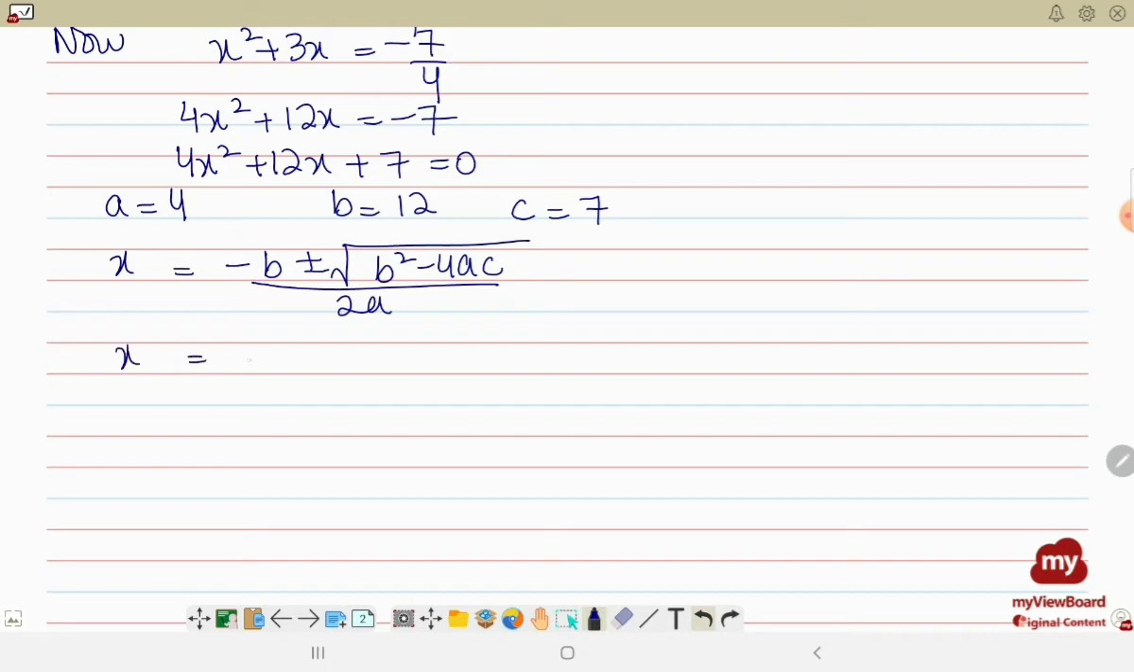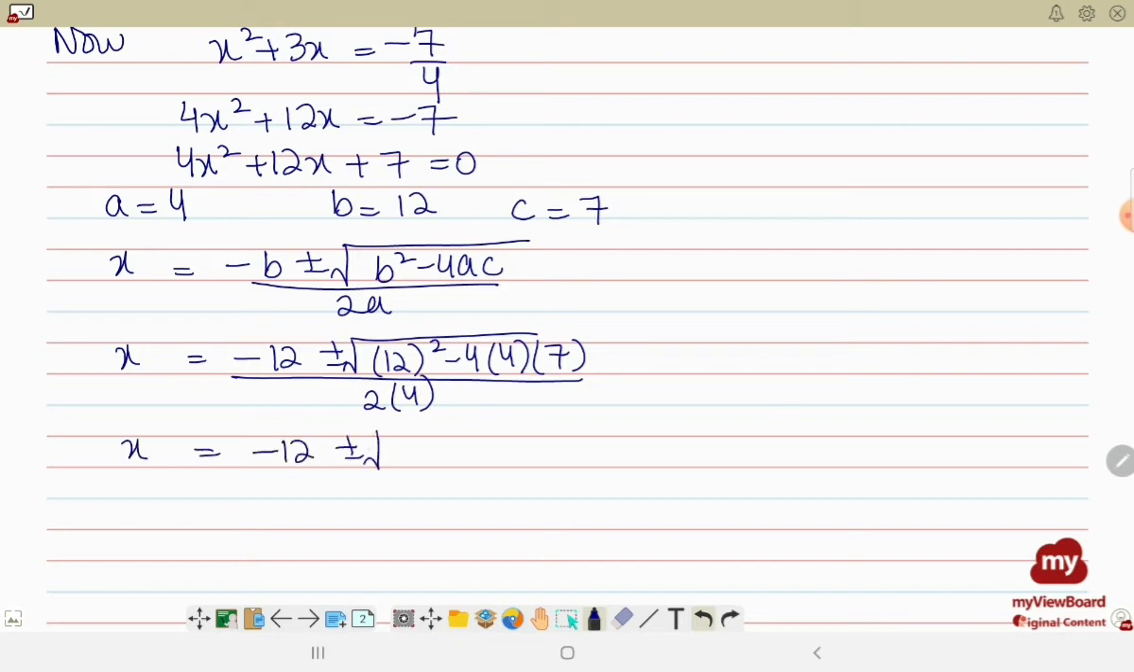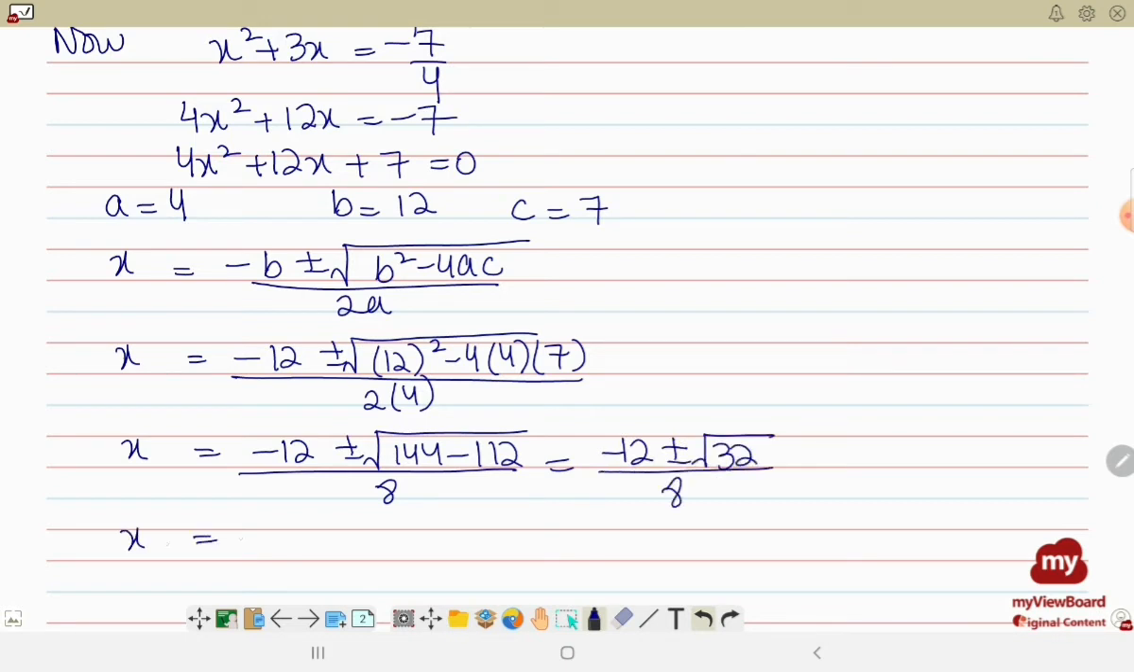So x is equal to minus 12 plus minus under root 12 square minus 4 times a and c, divided by 2 into 4. Let's open up the squares and solve it. 144 minus 112 divided by 8. And here it becomes minus 12 plus minus root 32 divided by 8. We can write root 32 as 4 root 2, divided by 8.